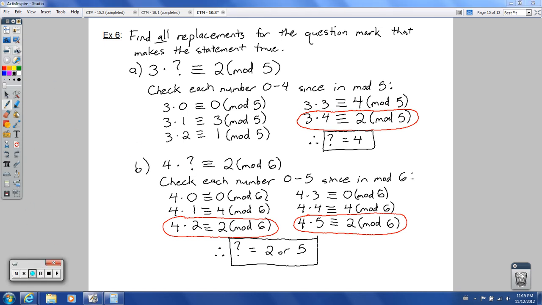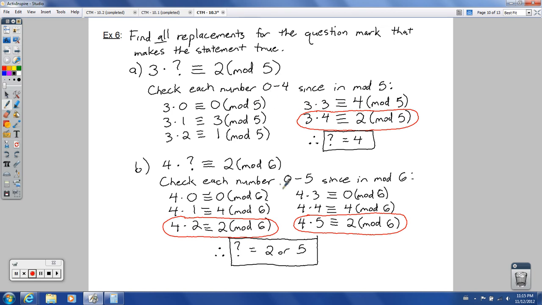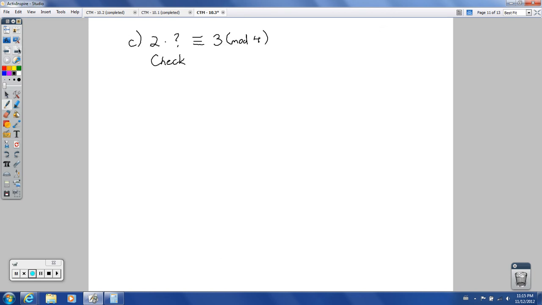And so let's do one more just like that. You just continue this under your example 6. I just ran out of space there. So let's say we got 2 times the question mark is congruent to 3 in mod 4. Let's figure out what would make this true. So what numbers do we need to check? We need to check the numbers just like here. We're checking 0 through 4 and 0 through 5 in mod 5 and mod 6. Now we have mod 4, so we've got to check the numbers 0 through 3. And let's see what we get.